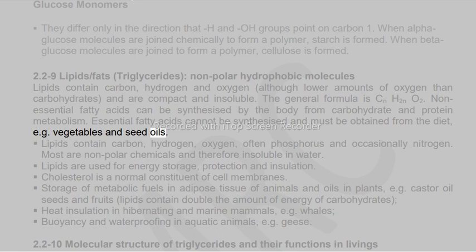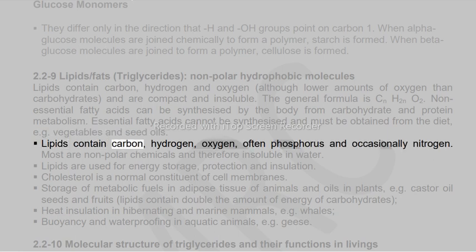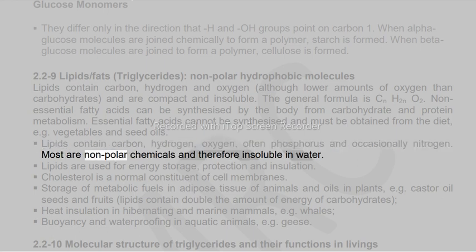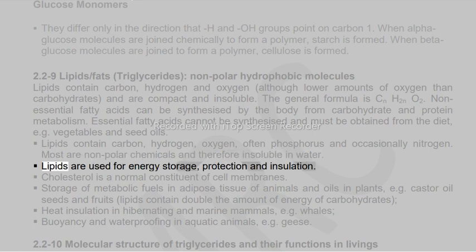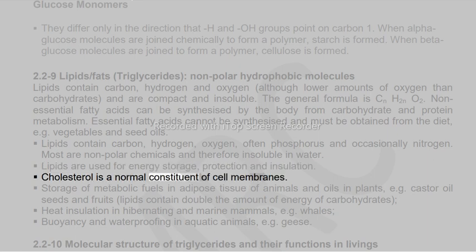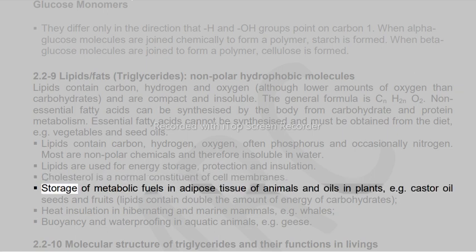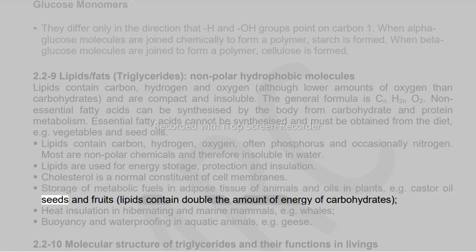vegetables and seed oils. Lipids contain carbon, hydrogen, oxygen, often phosphorus and occasionally nitrogen. Most are nonpolar chemicals and therefore insoluble in water. Lipids are used for energy storage, protection and insulation. Cholesterol is a normal constituent of cell membranes. Storage of metabolic fuels in adipose tissue of animals and oils in plants, e.g. castor oil, seeds and fruits.